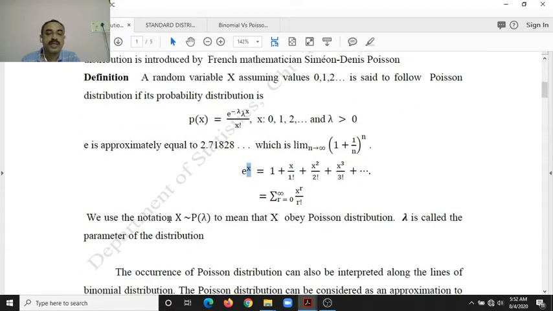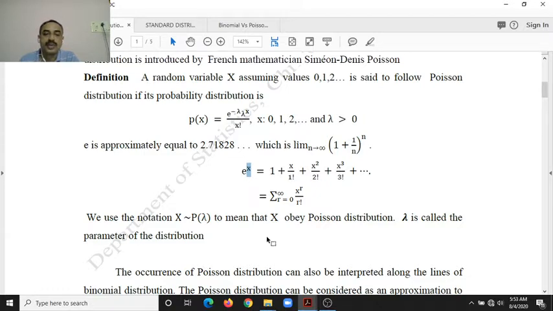Now we use the notation x follows P of lambda, where this P stands for Poisson, to represent that this random variable x obeys Poisson distribution. Lambda is called the parameter of Poisson distribution.